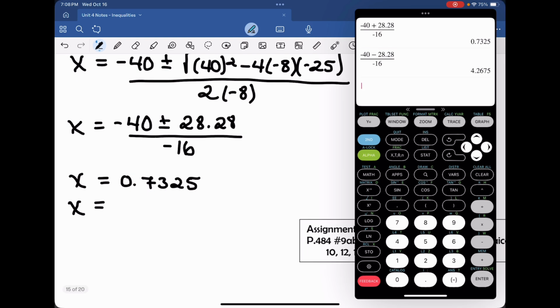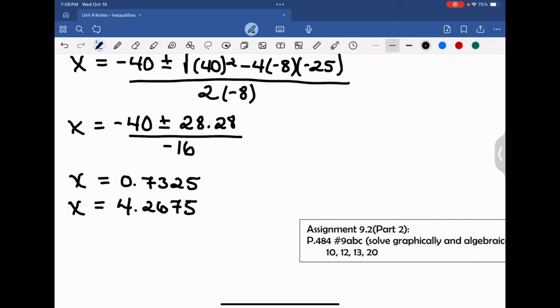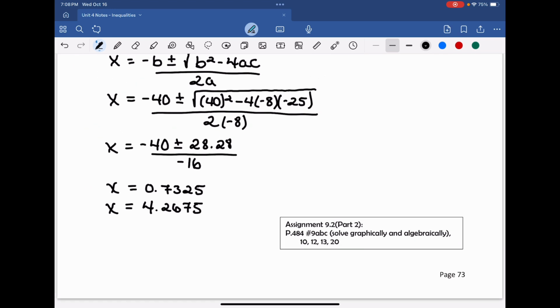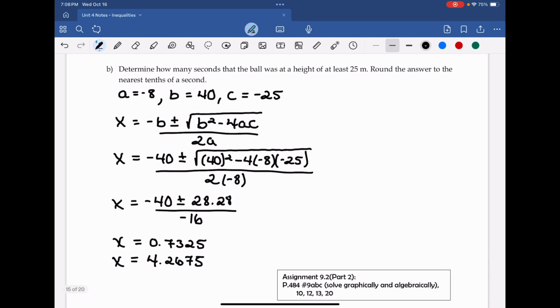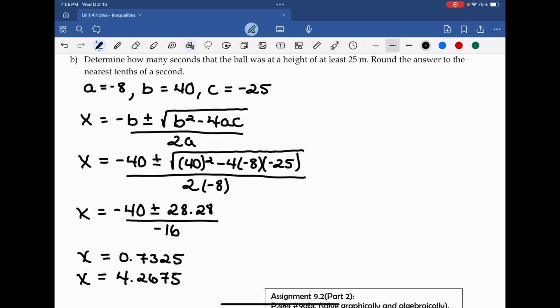When we change it to a negative value, we end up getting that x is equal to 4.2675. Okay, we now have two different x values that represent the different times. Now, to think about this logically, what's actually happening, it might even be important just to draw out a very simple graph of this, not anything super complex, just a basic graph, which I'll draw above here.